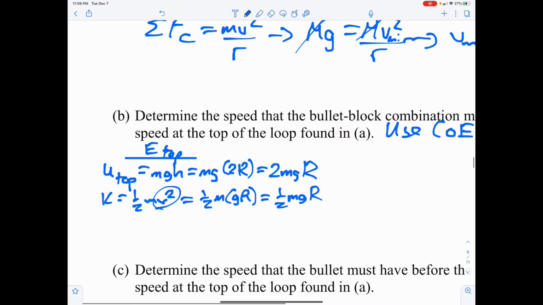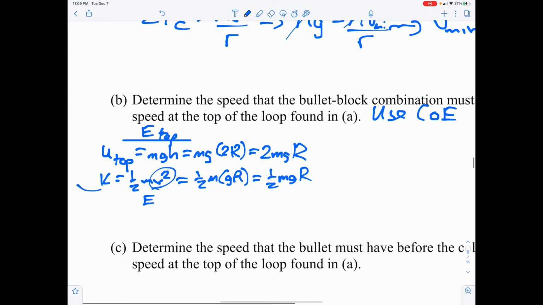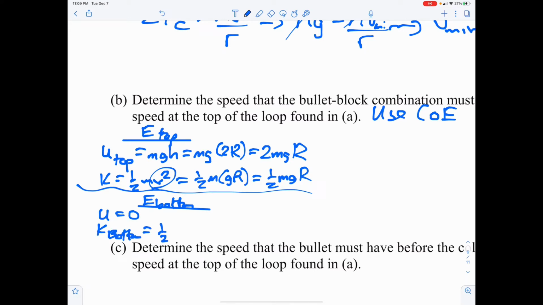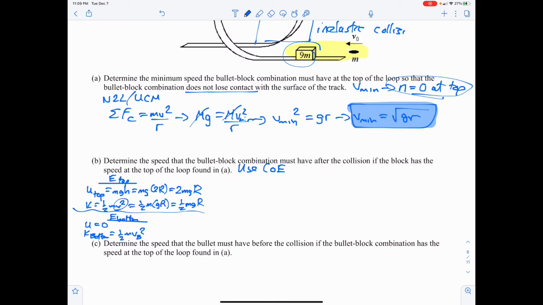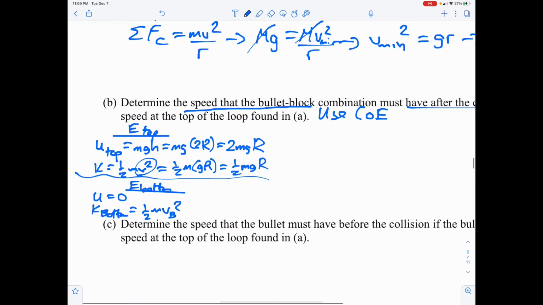The energy at the bottom is only going to be kinetic. The potential energy is zero. It's at the lowest point. But the kinetic energy at the bottom is 1/2 m v_b squared, v bottom. And that's what we're looking for. We're looking for the speed that you must have after the collision, which is right there at the bottom before it goes up the loop. So we're looking for that.